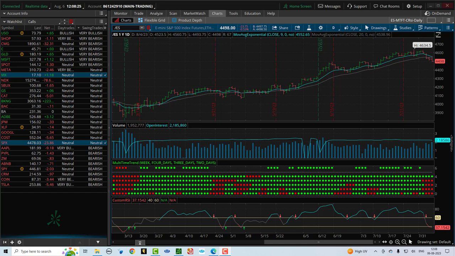In the previous video, we saw how to use the multi-time frame trend indicator in a day trading environment. We saw the chart as a 1 minute chart, and then we had set up the other four time frames as 5 minutes, 10 minutes, 15 minutes, and 30 minutes. Now we are looking at a slightly longer time frame.